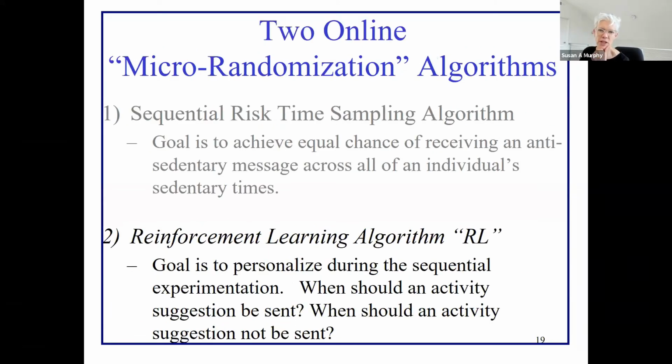So in these V2 and V3 HeartSteps, we actually had multiple algorithms going on, but I'm just going to talk to you about the reinforcement learning algorithm. And the whole game, like I've been saying, is to personalize while we're sequentially experimenting. Personalization means that whatever kind of message you're responding to best is the kind of message you're most likely to get in that particular context. And again, you're interested in when you should send activity suggestions, and even more importantly, when you should not bother this person.